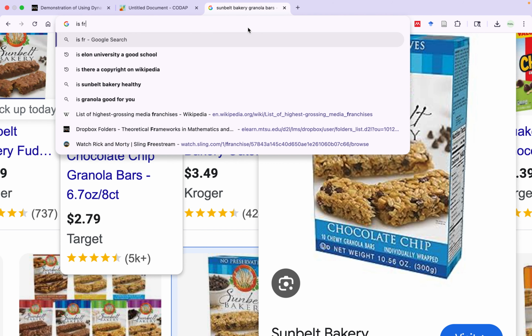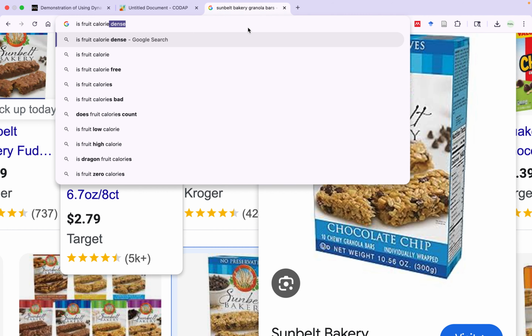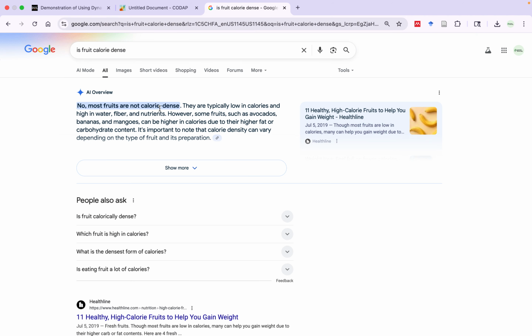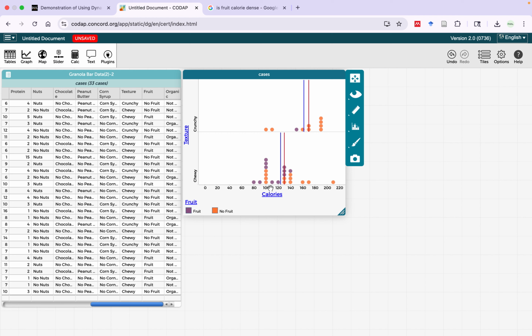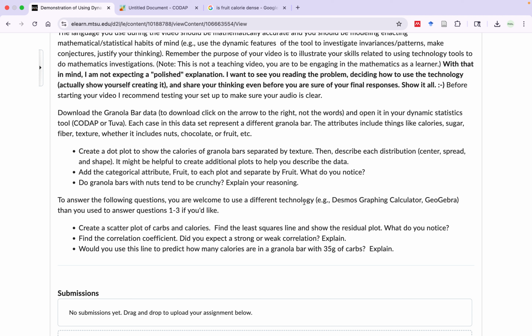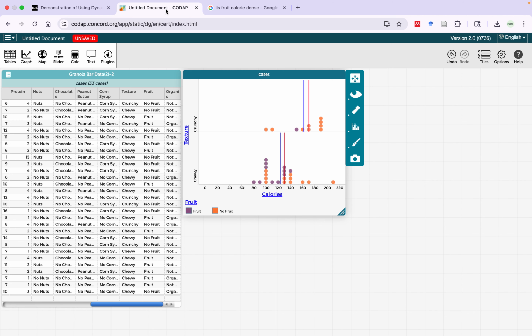Is fruit calorie dense? I don't think it is. Yeah, most fruit is not calorie dense. Ta-da! It's gonna be on the lower end. The granola bars with nuts tend to be crunchy.